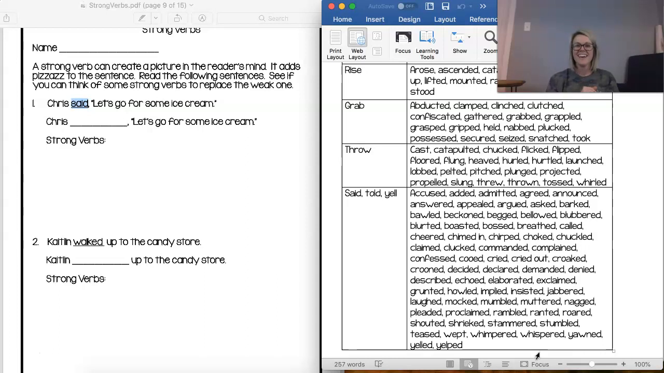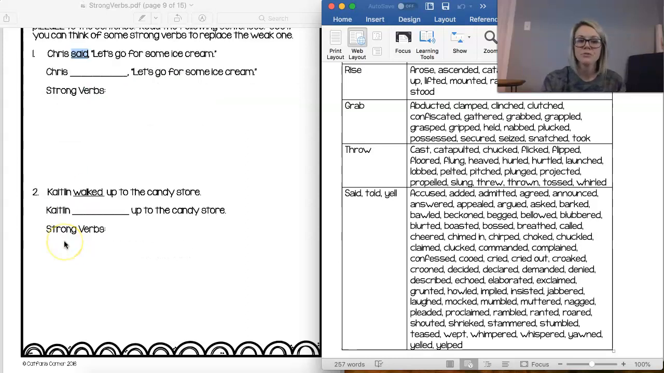Okay, thanks. All right, so the one that I would choose given the situation, I so badly want to get out of the house, I would probably say pleaded. Chris pleaded, let's go for some ice cream. Like begging someone. So there's several options that you should choose there. Drop in the comments when you are on this assignment. Tell me which one you chose.